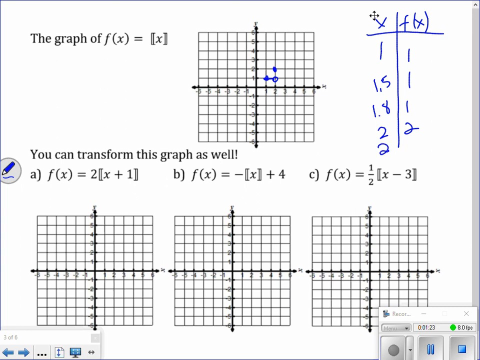Then when you do 2.1 and 2.2 and 2.3, you stay at 2. But when you get to 3, you jump up to 3. So you get another little line, it's open until you get to 3, then it jumps up. So you see it's like stair steps. Once you get a couple of them going, you can just continue the pattern. And then we can go back this way, and I'll just do a few more.